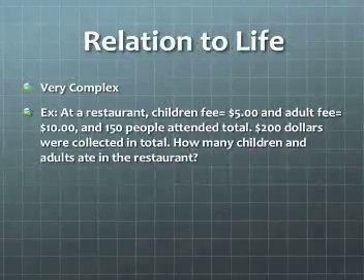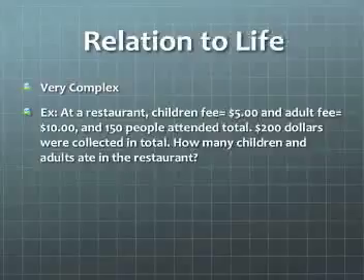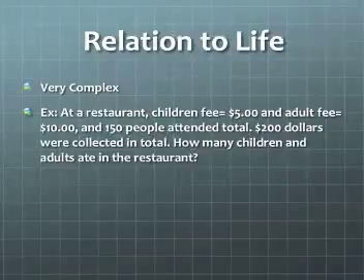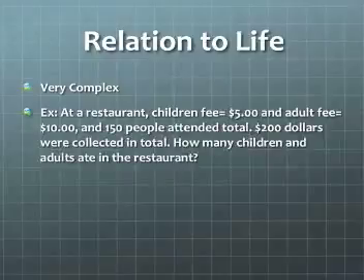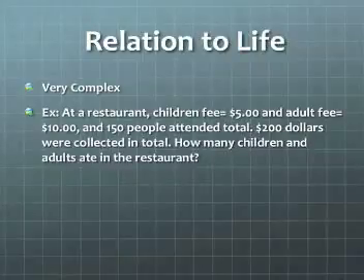These kinds of problems are very complex in life. One example of a simple one is at a restaurant, where a child's fee costs $5 and an adult's fee costs $10, and 150 people attended in total. $200 were collected in total. How many children and adults ate in the restaurant? And that is one example that is related to life.